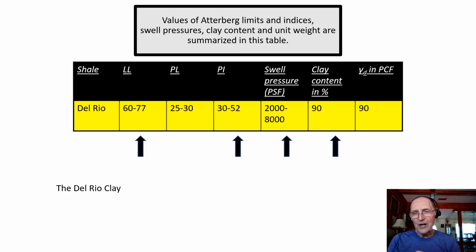The values of Atterberg limits and indices, swell pressures, clay content, and unit weight for the Del Rio Clay are summarized in the table that is shown here. You can see that the liquid limit values typically range from 60 to 77. Plasticity index ranges from 30 to 52. Swell pressures in pounds per square foot range from 2,000 to about 8,000, and the clay content is typically in the 90% range.